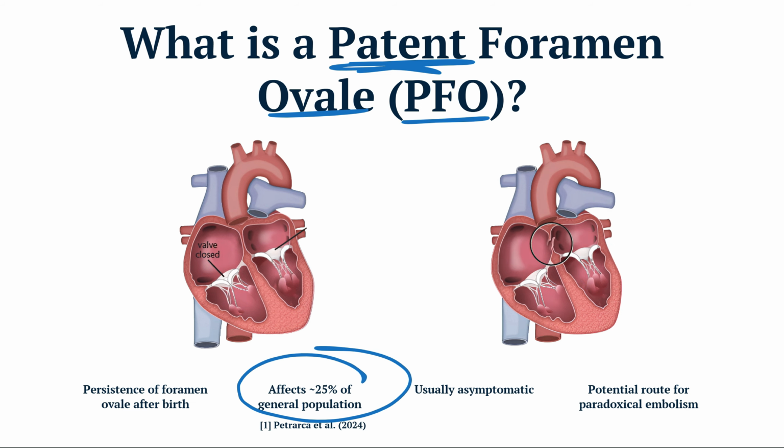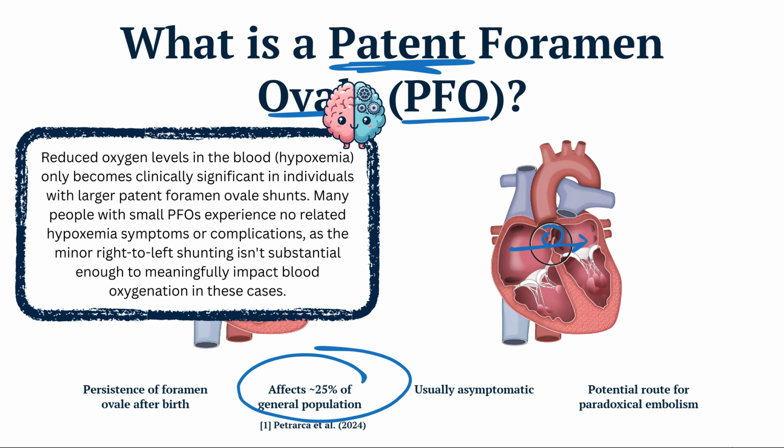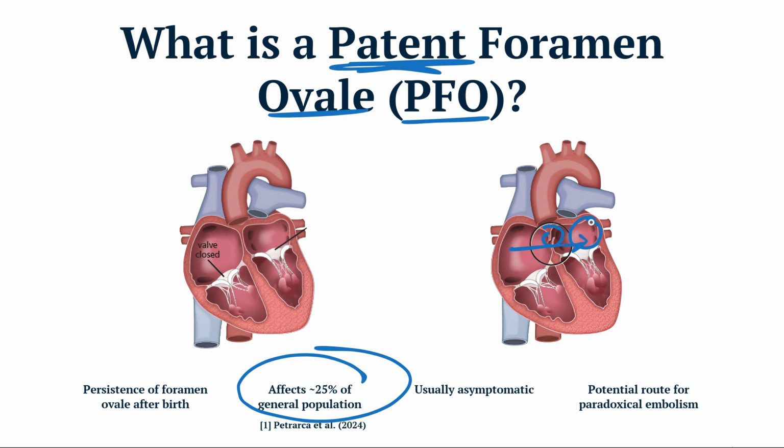So what ends up happening with this hole here is that we're getting deoxygenated blood going and mixing with the oxygenated blood, making the oxygen levels decrease. But that's not the only issue. It's not just about deoxygenated blood, and we'll get to how this matters in terms of migraine in a bit.